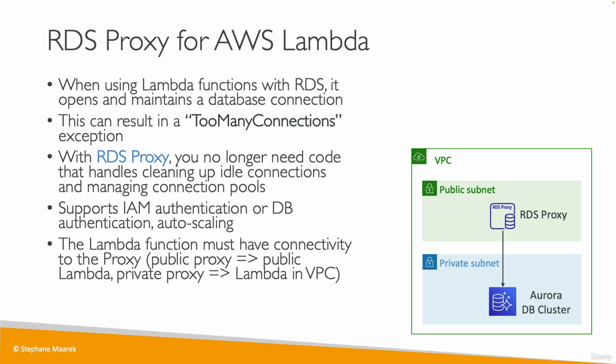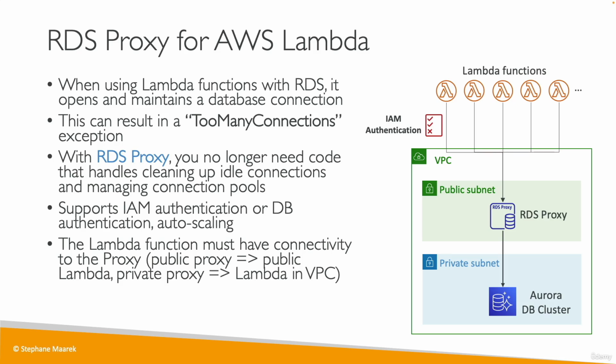So let's say we have an Aurora database cluster in a private subnet. We create an RDS proxy in a public subnet, and our Lambda functions, which are operating publicly right now, can, through IAM, access the RDS proxy and therefore access the Aurora database cluster.